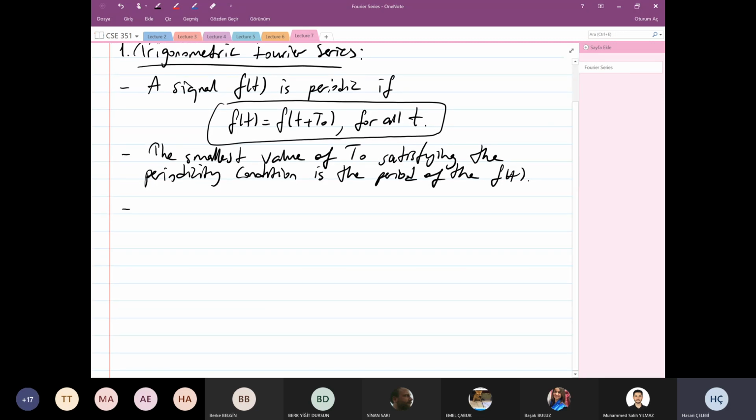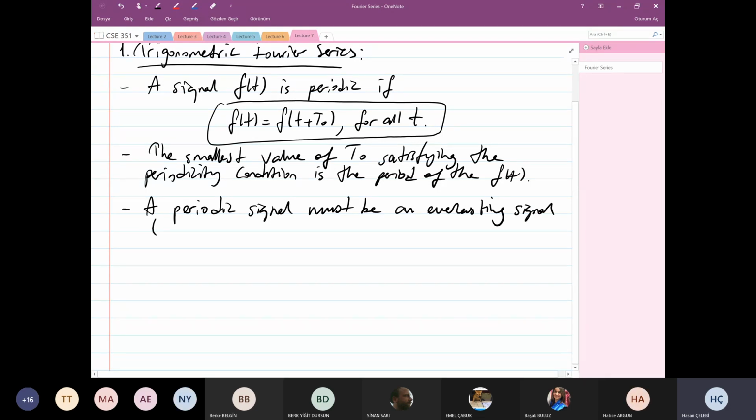Okay, some properties of the periodic signal. A periodic signal must be an everlasting signal. What does it mean, everlasting signal? A signal that starts at t equal to minus infinity. A periodic signal must be an everlasting signal. In other words, it must start at t equal to minus infinity.